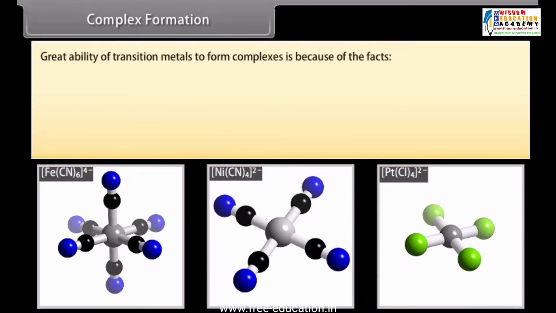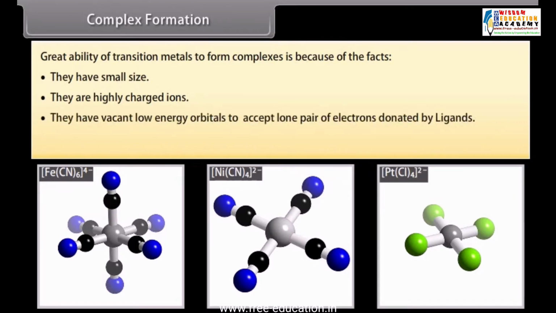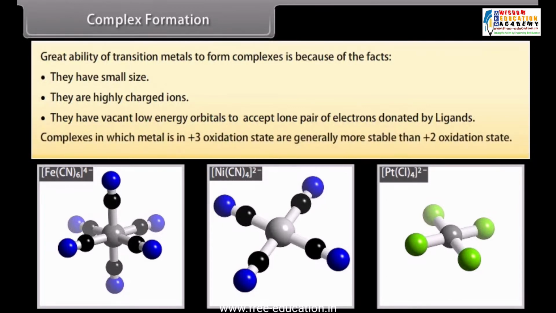Great ability of transition metals to form complexes is because of the fact that they have small size, they are highly charged ions, and they have vacant low energy orbitals to accept lone pairs of electrons donated by ligands. Complexes in which metal is in +3 oxidation state are generally more stable than +2 oxidation state.